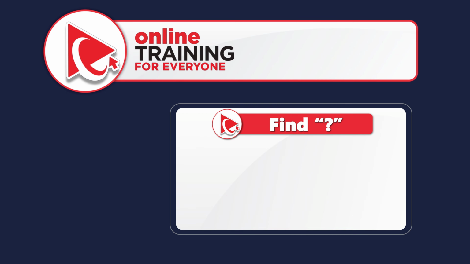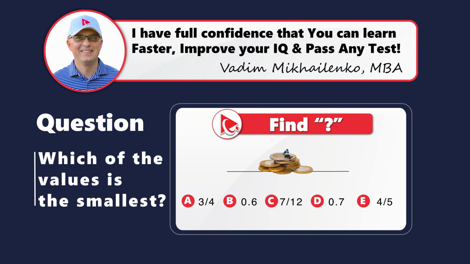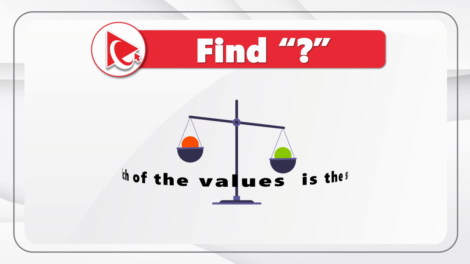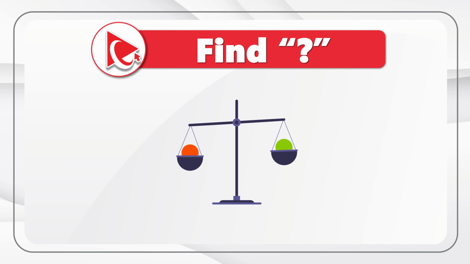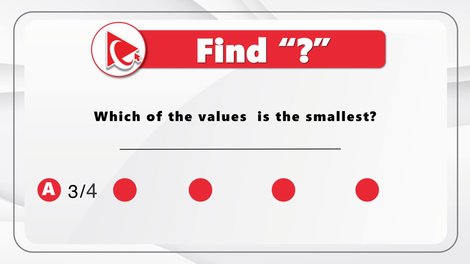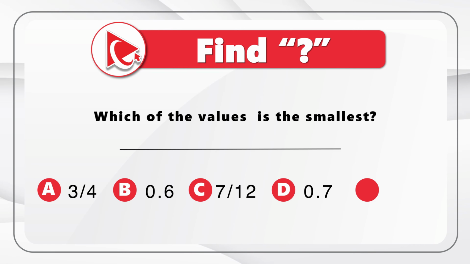Here's one of my favorite questions to test your analytical skills and attention to detail. You need to determine which of the values is the smallest. You're presented with 5 different values. The choices are A, 3/4, choice B, 0.6, choice C, 7/12, choice D, 0.7, and last but not least, choice E, 4/5.